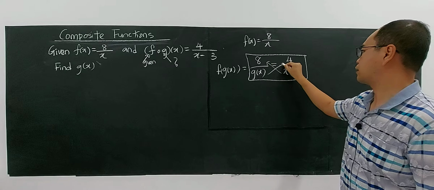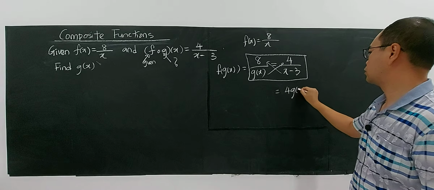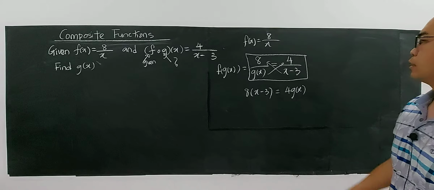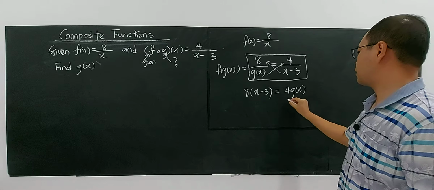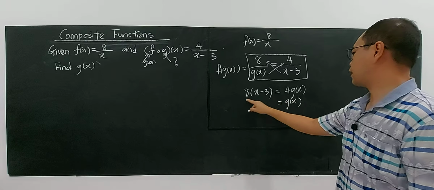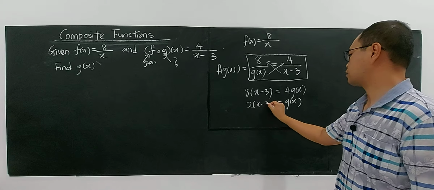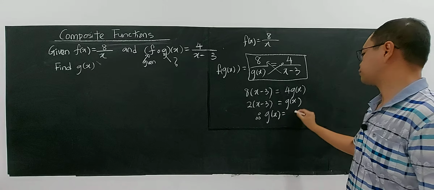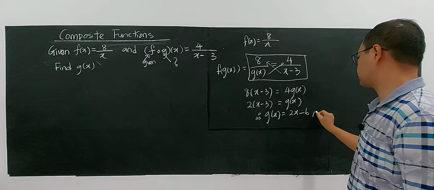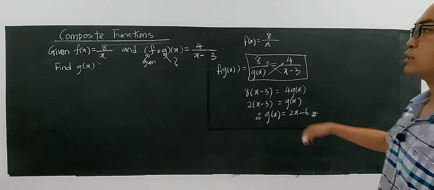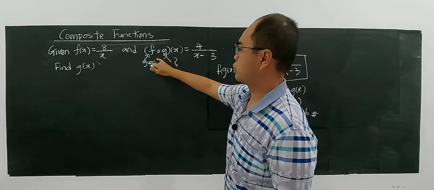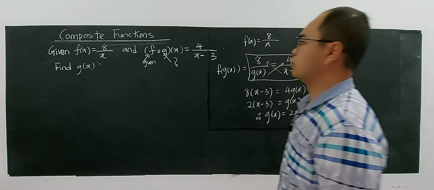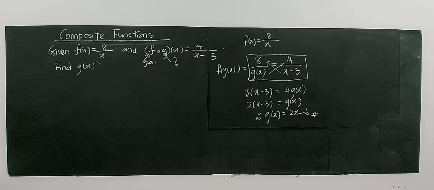Cross multiplying, you have 4 g(x) equals 8 times (x minus 3), and you divide both sides by 4. 8 divided by 4 is 2, so you have 2 times (x minus 3). Therefore your g(x) will be 2x minus 6. Very simple. This is a technique you use when you are given the second function but not the first function, which is what you want to find.